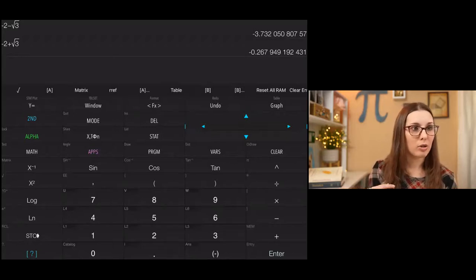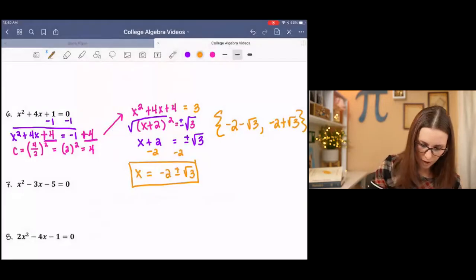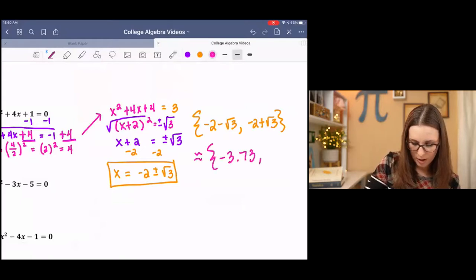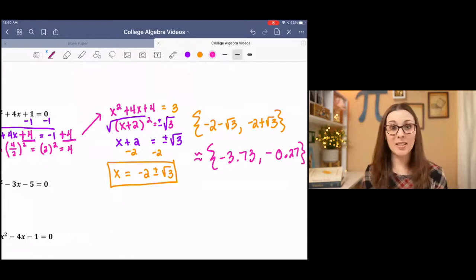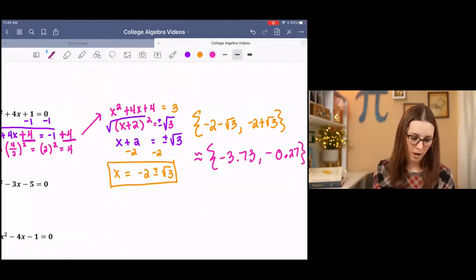We get -3.73 and -0.27. So this is about -3.73 and -0.27. And that's it. That's all it wants. So let's go back up to the example above.